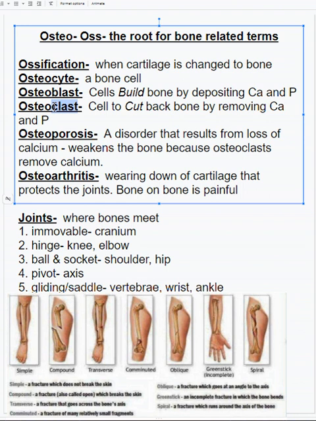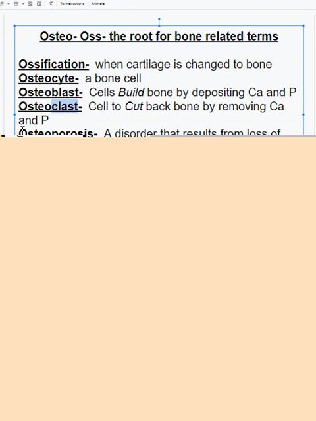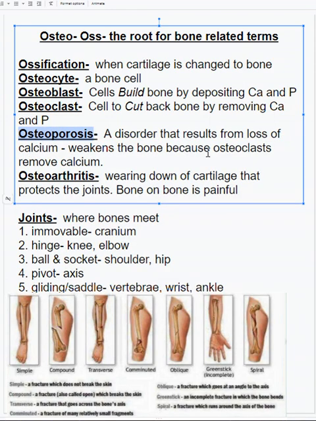Now, if too much calcium is removed as you get older, you can develop a condition known as osteoporosis. That's a disorder that is a result of loss of calcium. It weakens the bone structure, and it increases your risk of breaking bones. Osteoarthritis is a specific type of arthritis that is a result of the wearing down or damage to the cartilage that would protect the ends of joints. Bone on bone is painful.